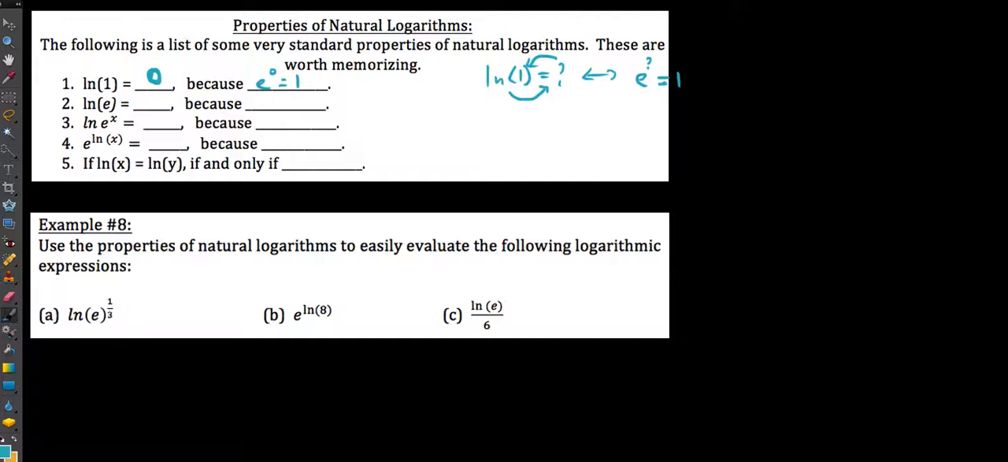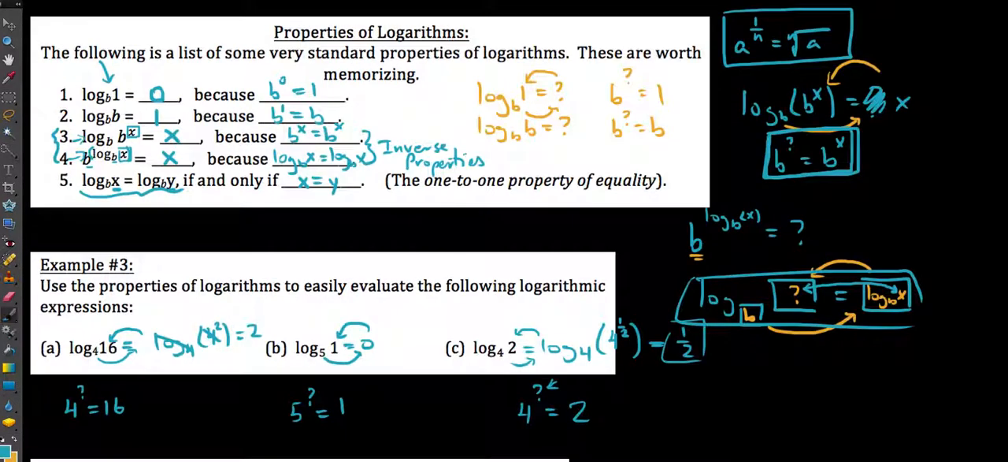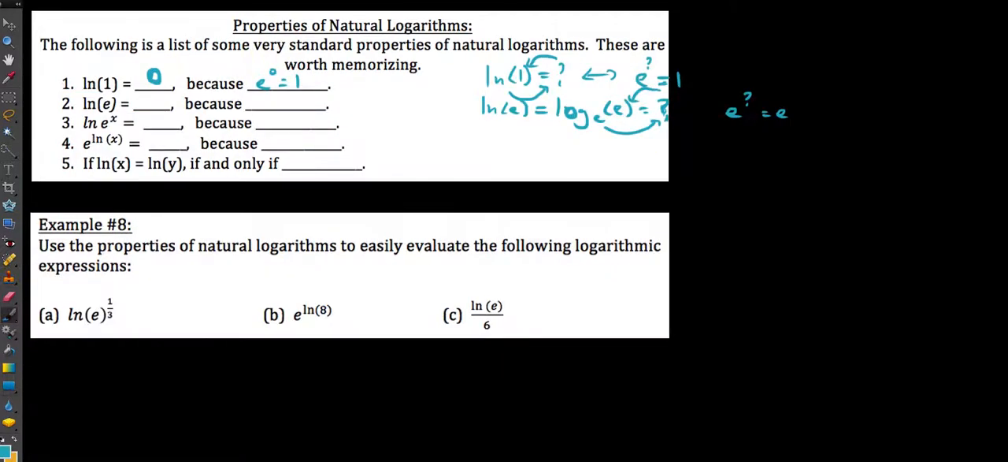How about ln of e? Now this is an interesting one because the ln of e means the same thing as the log base e of e. When you look at it that way, we say, well, what is this equal to? You can really answer the same question by saying, e to the what equals e. And again, just like last time, when log base b of b is taken, we get 1 because anything to the first power is itself. The same thing is true here. The ln of e would be 1 because e to the 1 equals e.